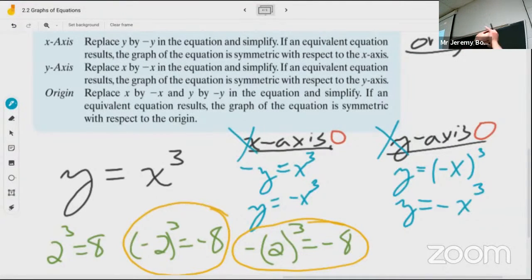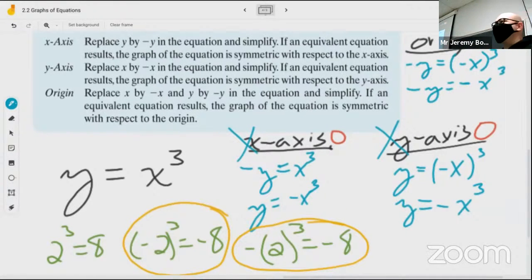All right, let's talk about the origin. So what are we going to do to test the origin? We're going to replace both of them, right? So we have negative y is equal to negative x to the third. So once again, just like we did here, let's try to evaluate that negative x to the third. And so we'll end up with negative y is equal to negative x to the third.